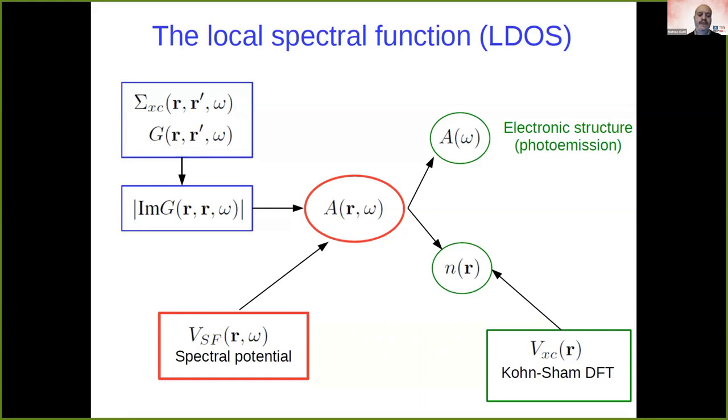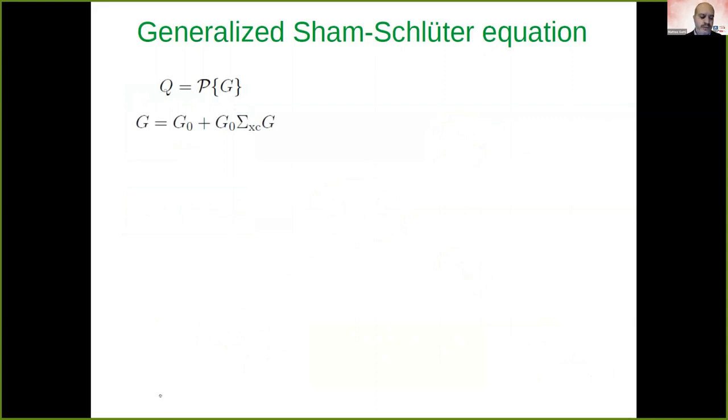How have we proved that this is possible? We have introduced a generalization of the Sham-Schlüter equation that has been already mentioned again by Andrea this morning. And I would like to spend some words about this, because this is a very general way to introduce effective potentials and kernels for quantities of interest.